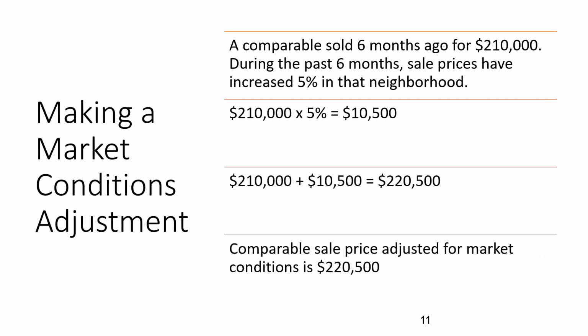Here is an example of making a market conditions adjustment. A comparable sold 6 months ago for $210,000. During the past 6 months, sale prices have increased 5% in that neighborhood. So what do you do? Take 210,000 times 5%, you get 10,500. You add that to your 210,000 to give you a total of 220,500. Now the comparable sales price adjusted for market conditions is $220,500.